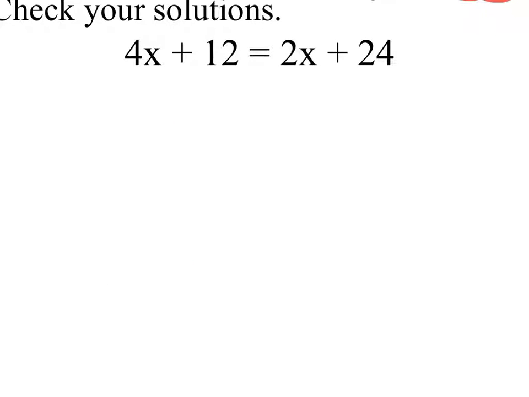How about Elise? What's the first thing I should look for? Distribution. Do you see any distribution, Elise? No. I don't see any distribution. I look on the left, don't see any. Look on the right, don't see any. We're good. How about after that?